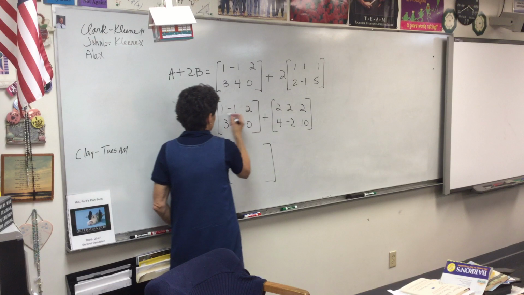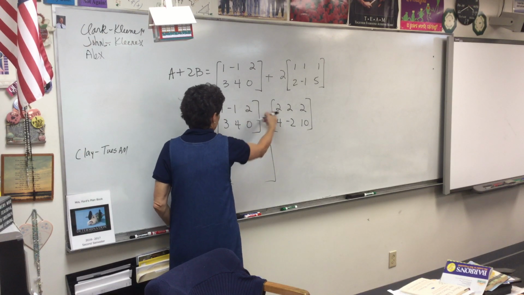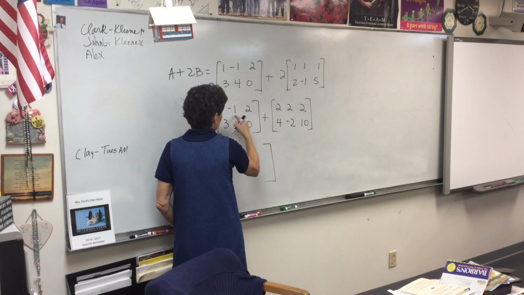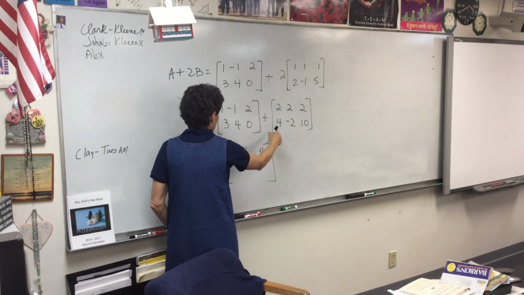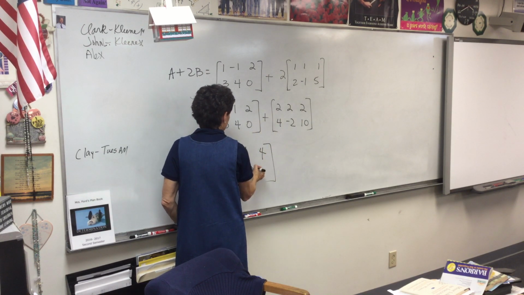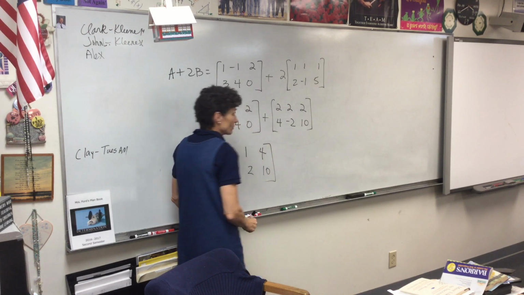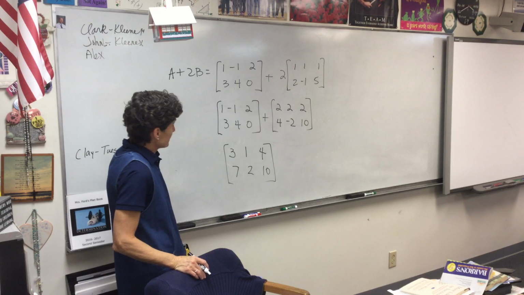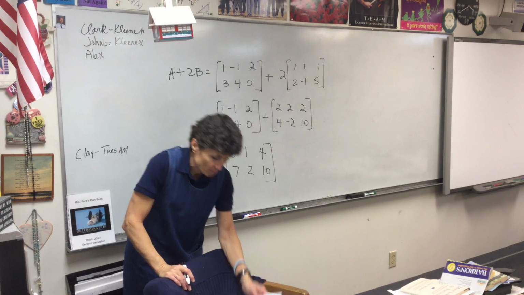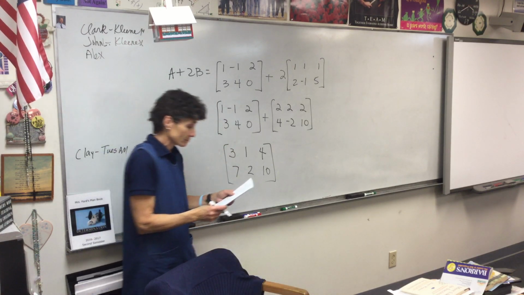So here we go. The first number right here is going to be a 3. Number 1. 4. And there we go. So there's the sum. Those were able to be added, and we did so just by adding corresponding entries.